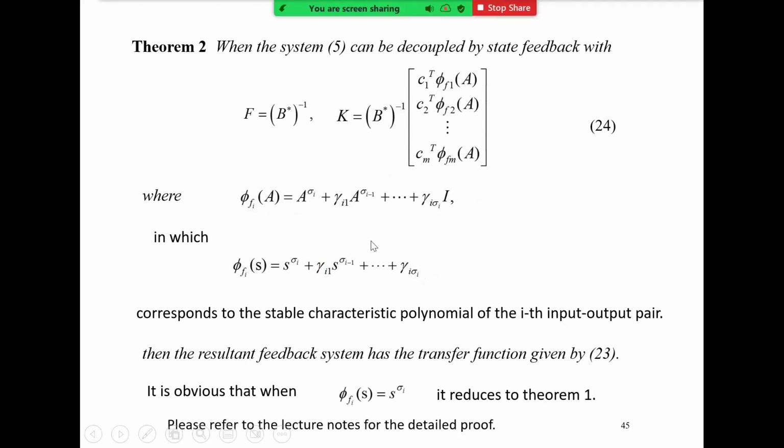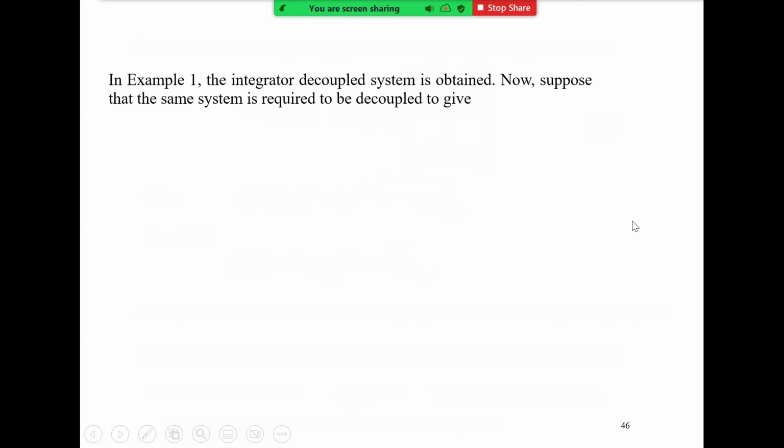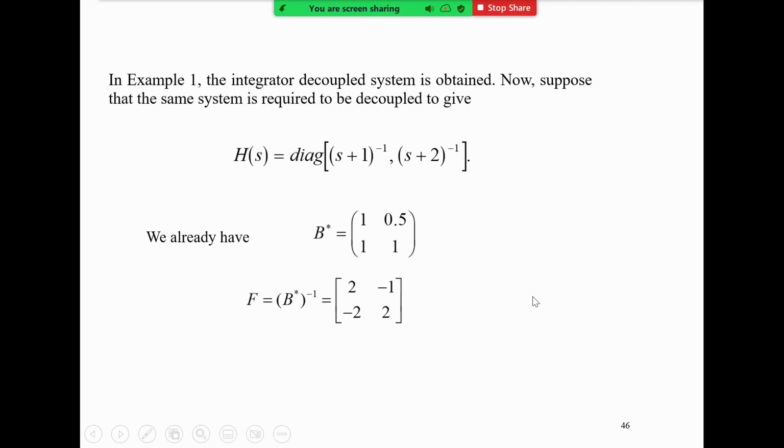Now, we don't have time to cover how to derive this. The details are given in the lecture notes. Let's just look at the example. Previously, I showed you that we can achieve the integrator decoupled one. But here we say, look, because the integrator is not stable, I want the closed loop to be stable. Those two I want to make it: the first one is 1 over s plus 1, the other one is 1 over s plus 2. Now, of course, it is stable. So how would that affect the design?